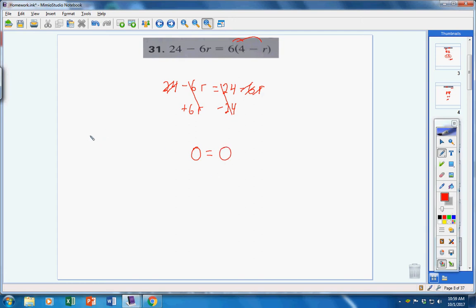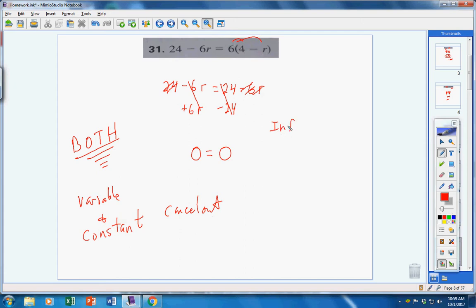So, listen carefully. When both, emphasis on both, when both variable terms and constant terms cancel out, then your answer is infinite solutions, or you can write all real numbers. And that's actually personally the answer that I like and recommend is all real numbers.